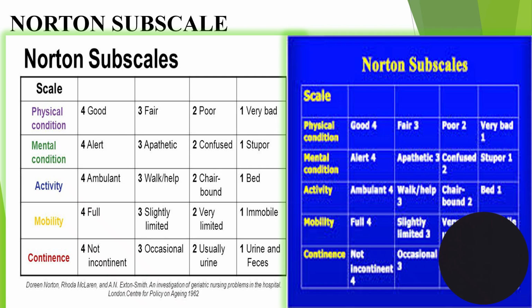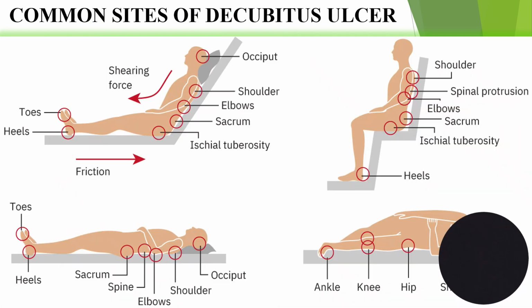But basically, in the health sector, at the bedside, we are using the Braden scale. The Braden scale is the most effective method to assess the risk of pressure injury or decubitus ulcer in a patient. So next we move on to the common sites of decubitus ulcer.